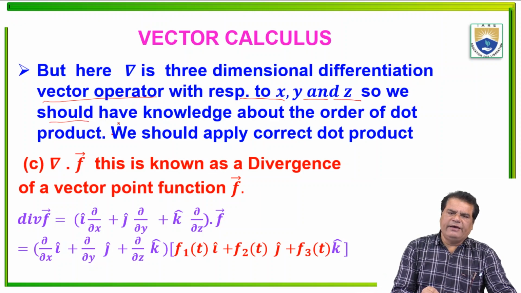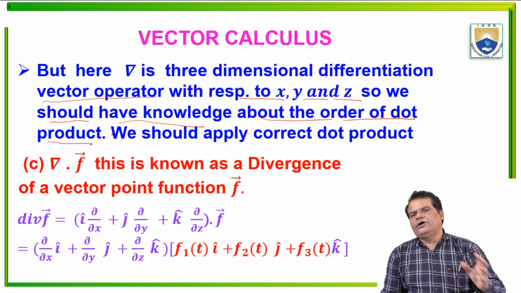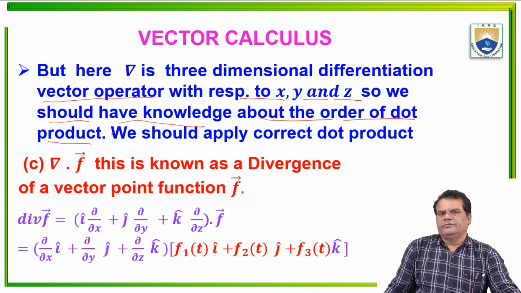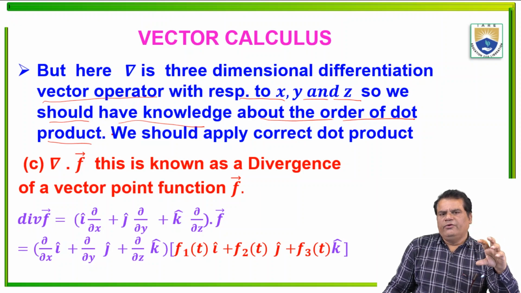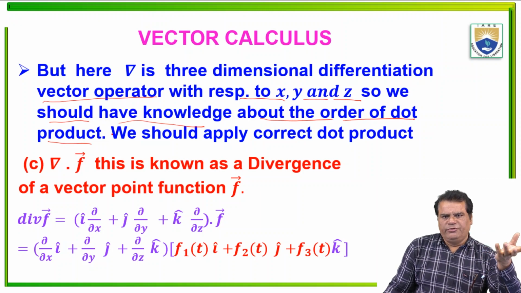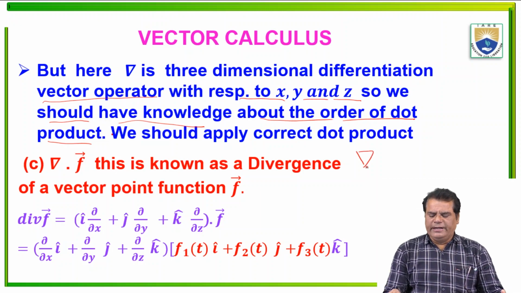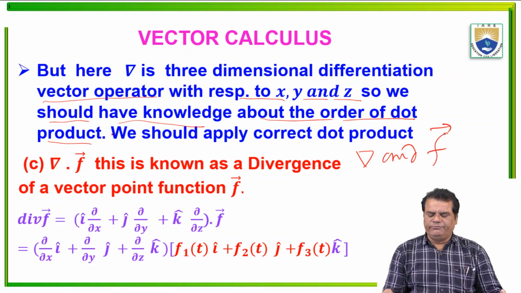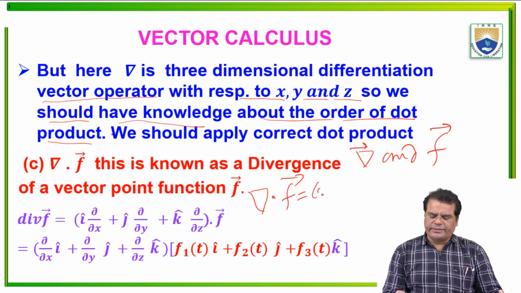So we should have knowledge about the order of the dot product. Which should be the first function and which should be the second function. Here we want the dot product between del and F, del and vector F. So we take the dot product del dot F. This is correct.